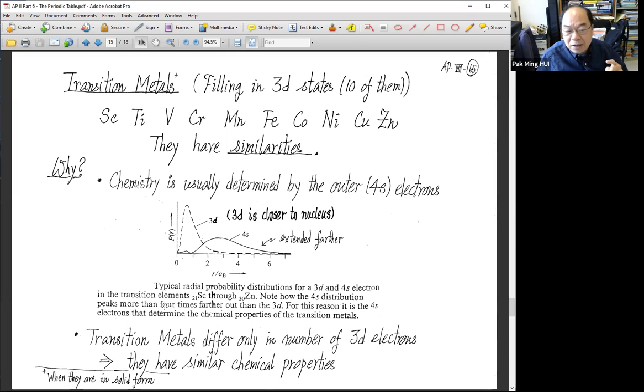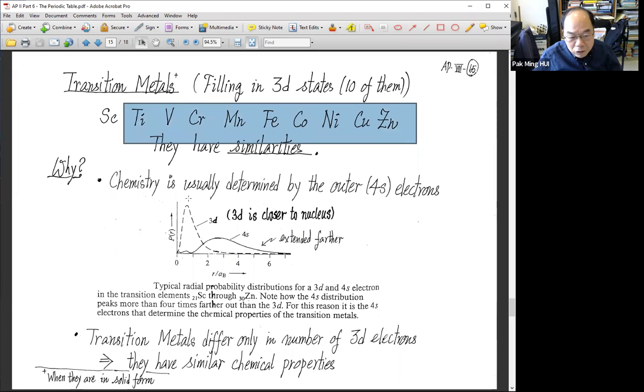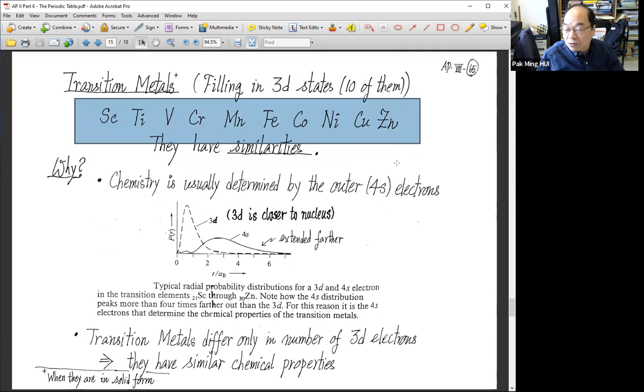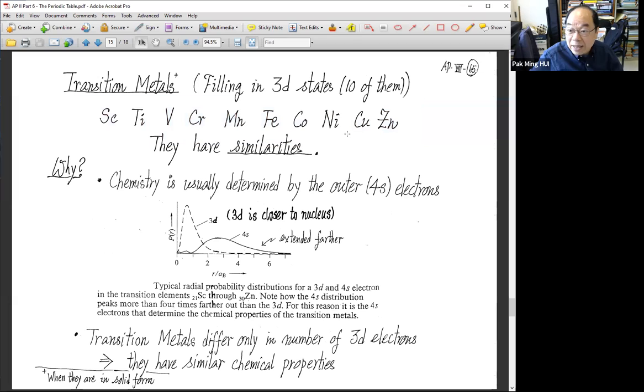The point now is because the 4s is the one that is extended further away, the chemistry is governed by the filled 4s, while over this row, electrons are filled into the inner 3d levels. Therefore, these transition elements, transition metal elements, have similar chemistry. Again, many quantum mechanics facts are involved.